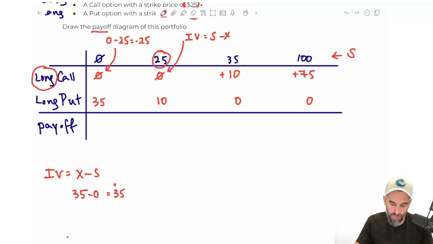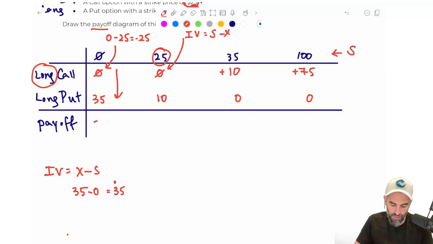So now we are going to add each one of our columns. So this is 35. This is 10. Oh, maybe back up actually. Again, because you're in the long position, we should put pluses here to show that we're making this money. So now I would have plus 35, plus 10, plus 10, plus 75. Okay.